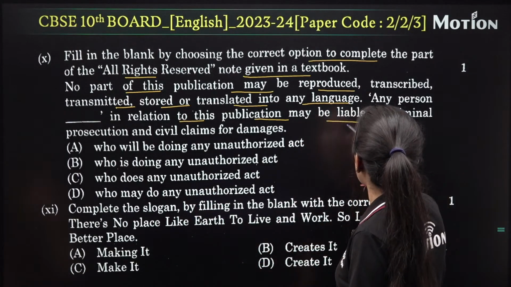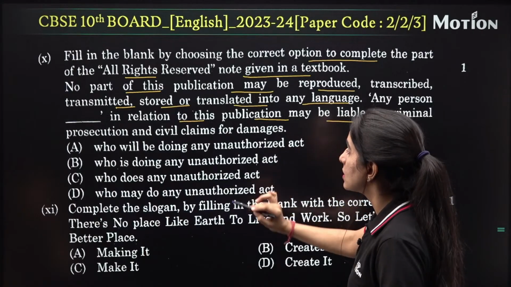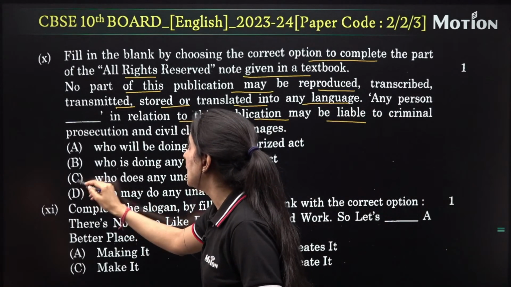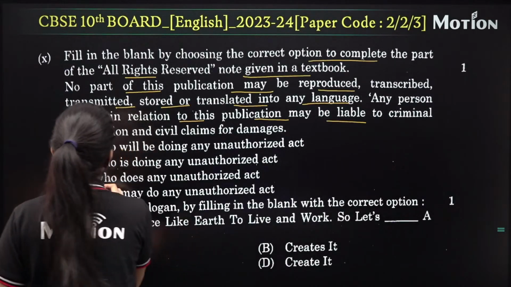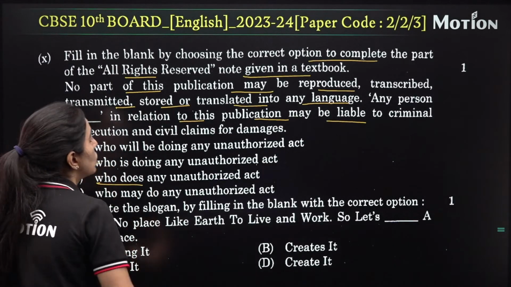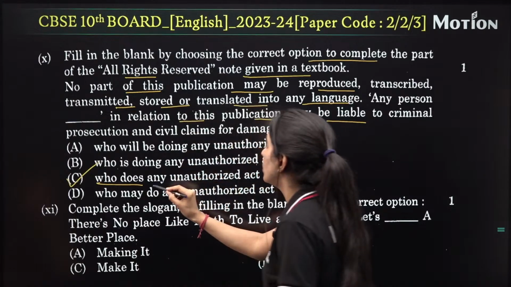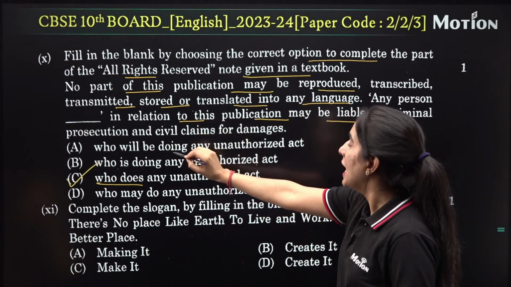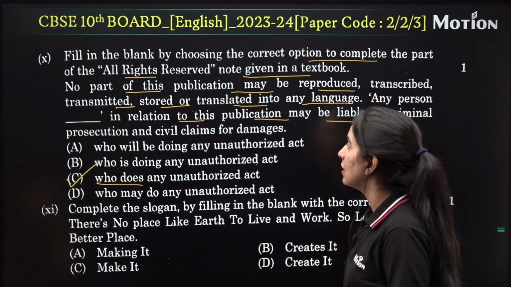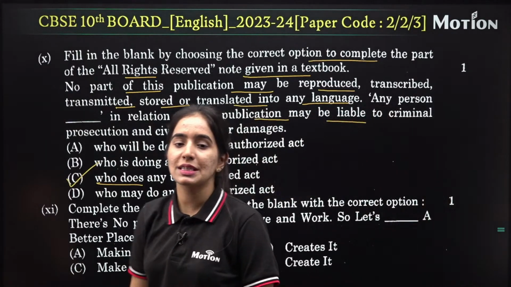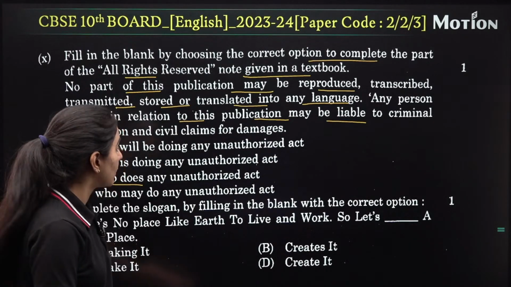Okay, so yes, now what will be the correct answer? Any person who does any unauthorized act. So what will be the correct answer? For this it will be option C. So we will say any person who does any unauthorized act in relation to this publication may be liable to criminal prosecution and civil claims for damages. So option C is the correct answer for this one.